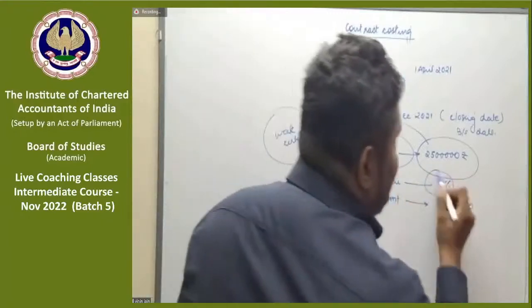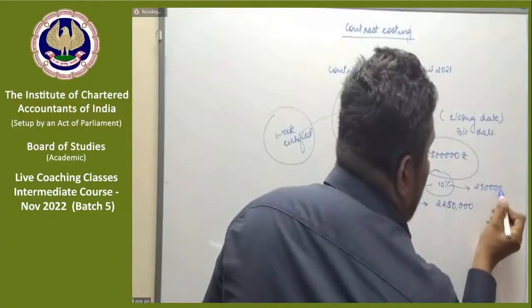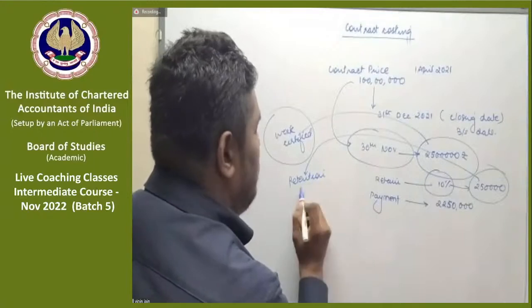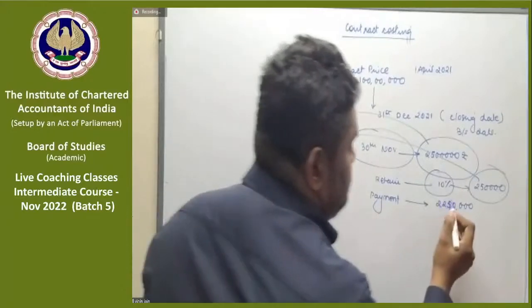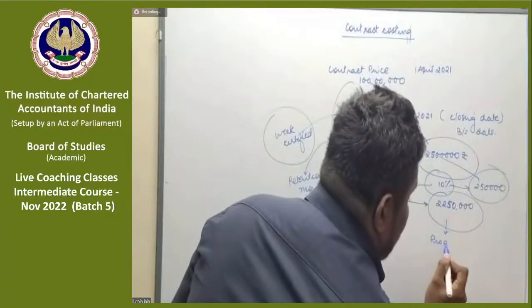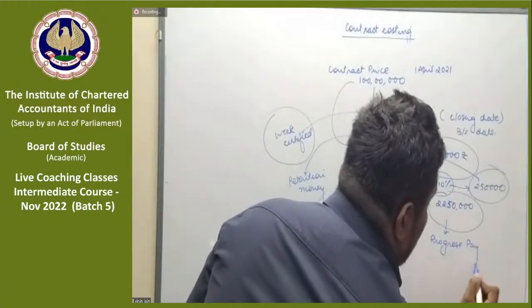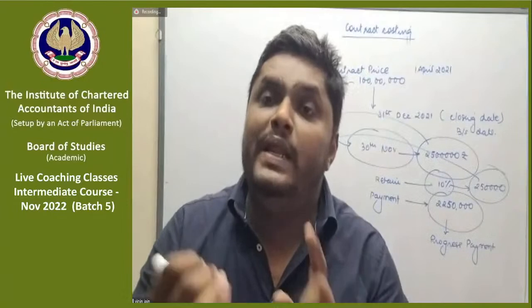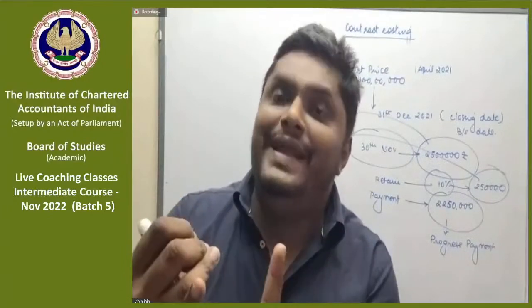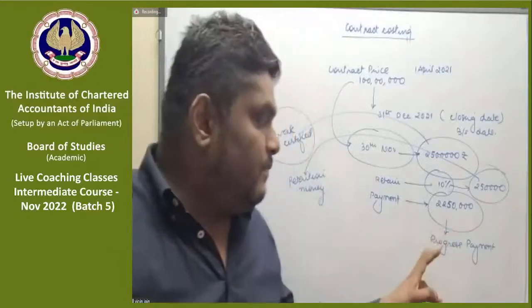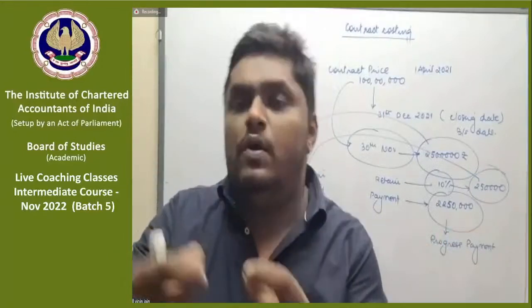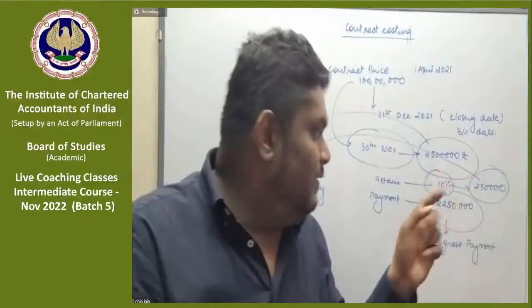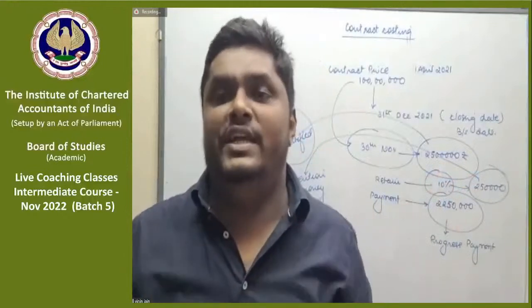The 10%, that is 2,50,000, is the retention money. And that is known as progress payment. What is progress payment? The periodic payment made by the contractee to the contractor on the basis of work certified, after deducting a certain amount known as retention money.